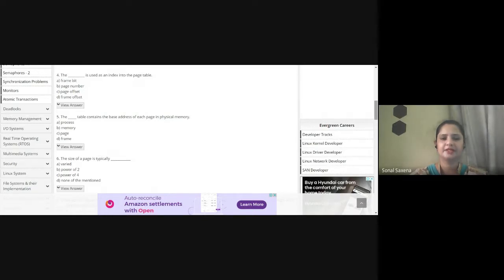The fifth question says the dash table contains the base address of each page in the physical memory. Is it the process table, the memory table, the page table, or the frame table? And the sixth question says the size of a page table or the page is typically varied, power of 2, power of 4, or none of the above. So you might be able to answer it quickly. We have seen the example as well.